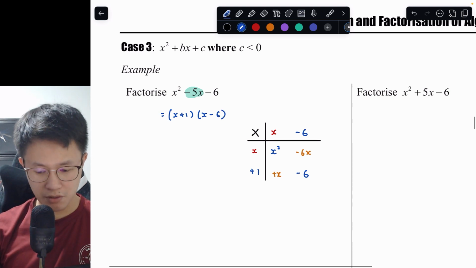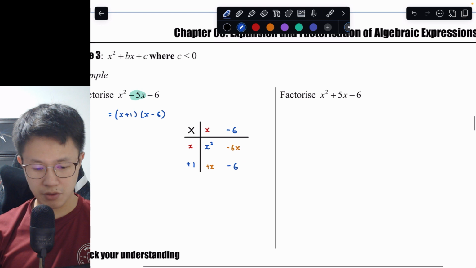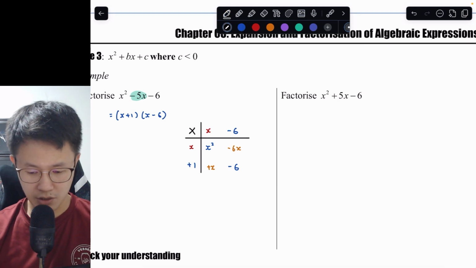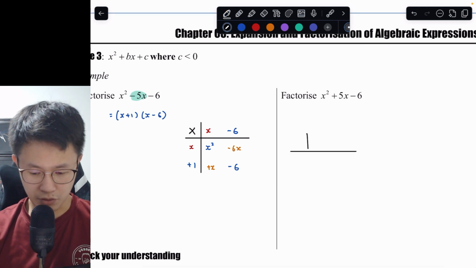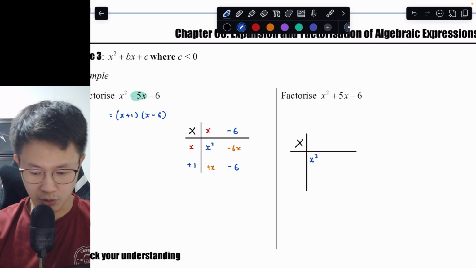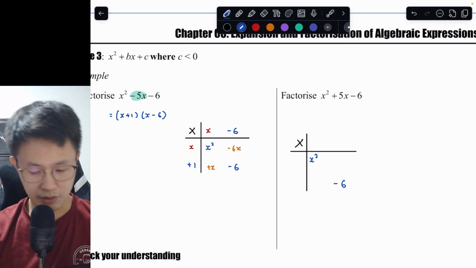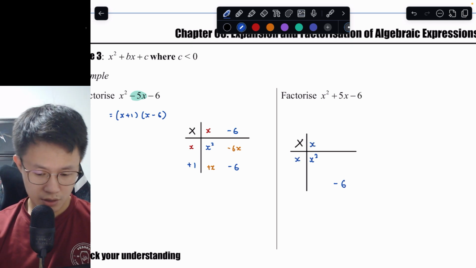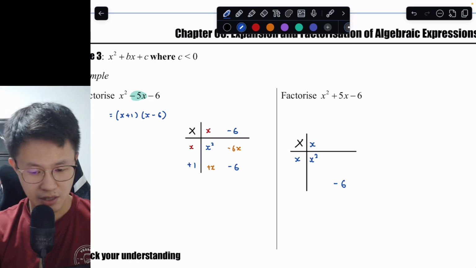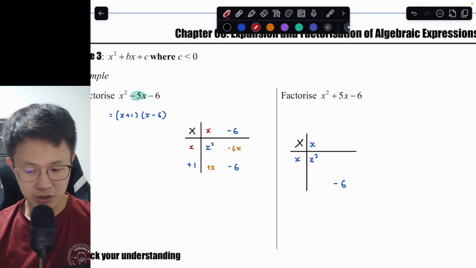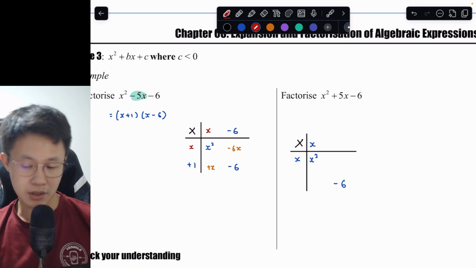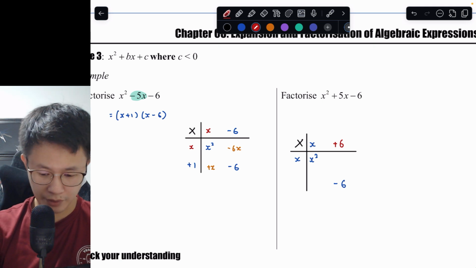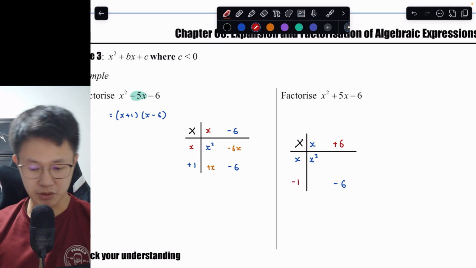Now, what happens if it's positive over here? If it's positive, we do almost the same thing, right? We consider the multiplication frame, and we want x squared, and we want a negative 6 here again. From here, x times x gives me x squared, and now I would like a positive 5x. I'm looking at the terms to decide. I want a positive 5, so I need a 6 minus 1. So I have a positive 6 and a negative 1 that gives me a multiplication of negative 6.